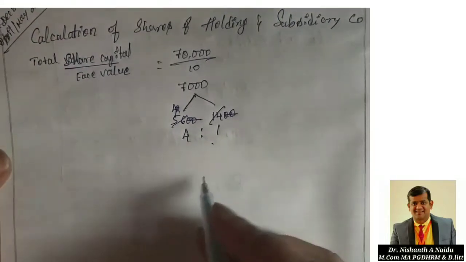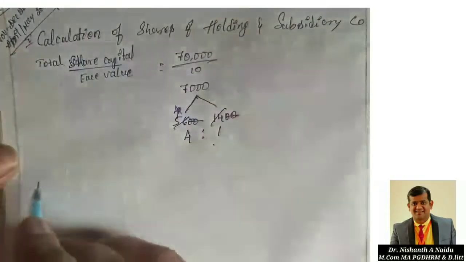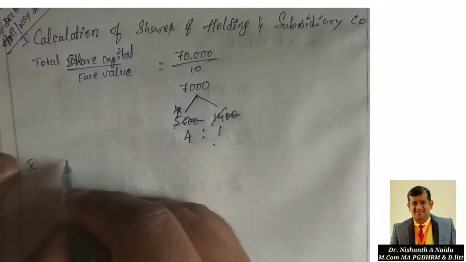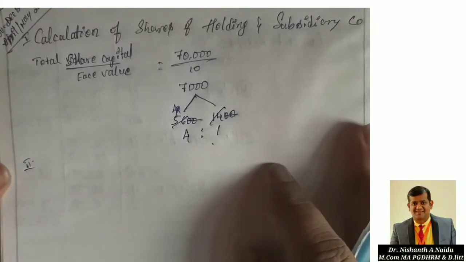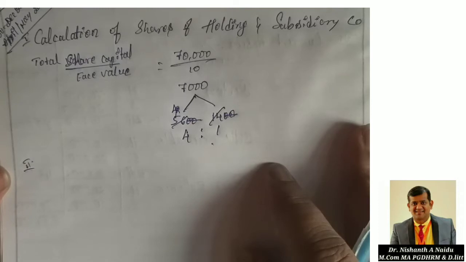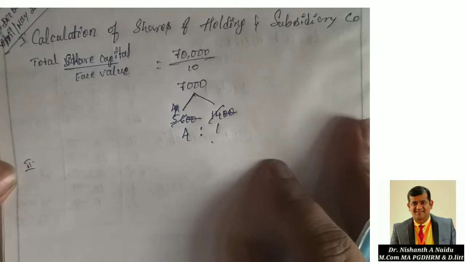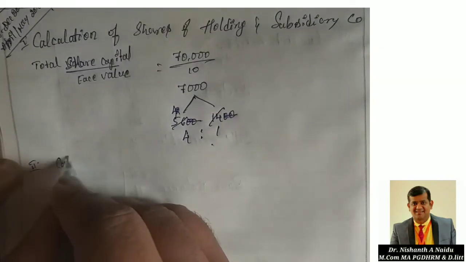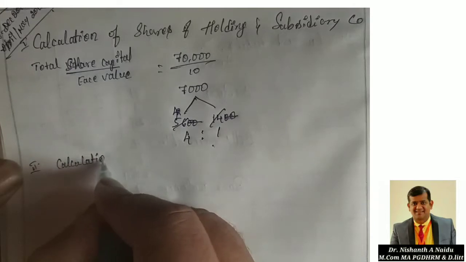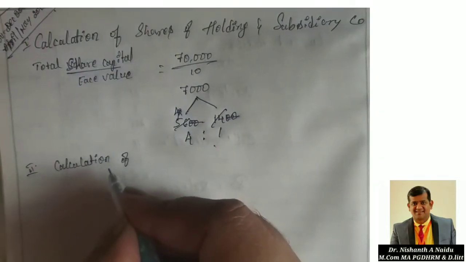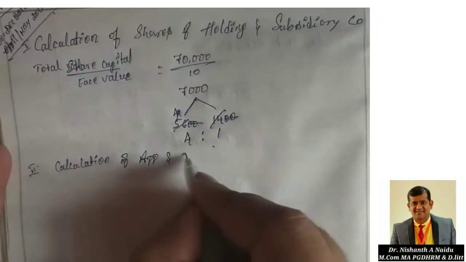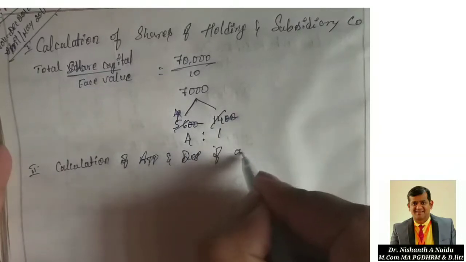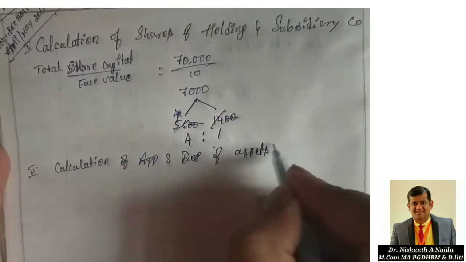Okay. So now let us do the second step, that is calculation of appreciation and depreciation of assets, because you might have seen that adjustment number 3 clearly speaks about the revalued value of land and buildings and furniture. So where we have appreciation and depreciation as well. So I'm writing calculation of appreciation and depreciation of assets.